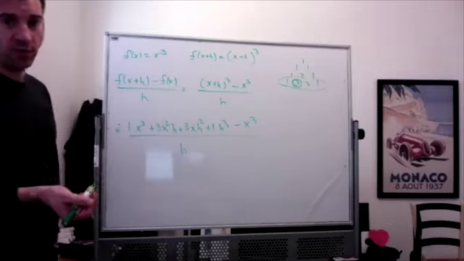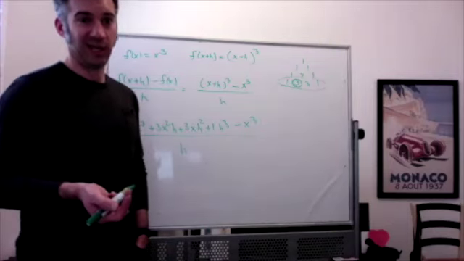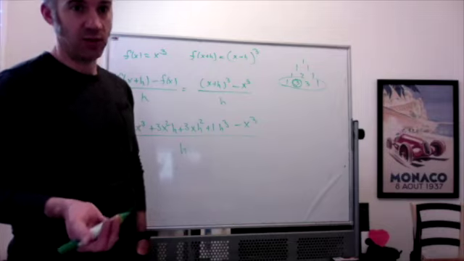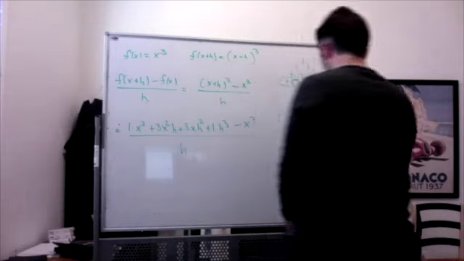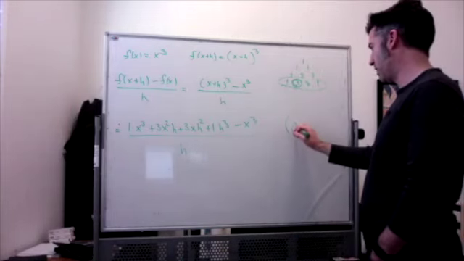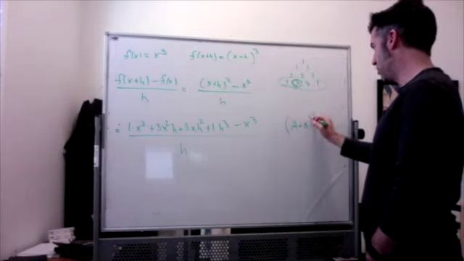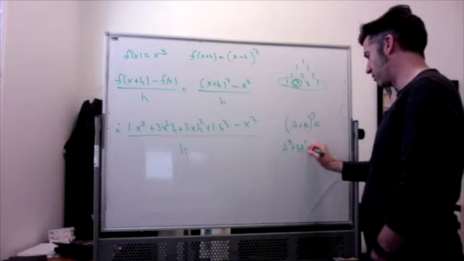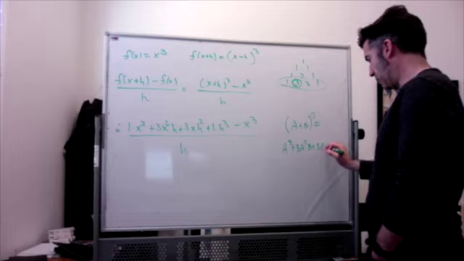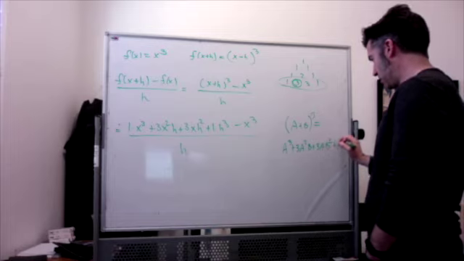It's probably worth memorizing what x plus h cubed is. When you take the cube of 2 things added together, it's always like, more generally, if you have a plus b cubed, it's going to be a cubed plus 3a squared b plus 3ab squared plus b cubed.